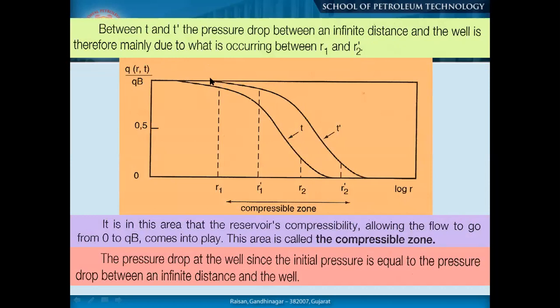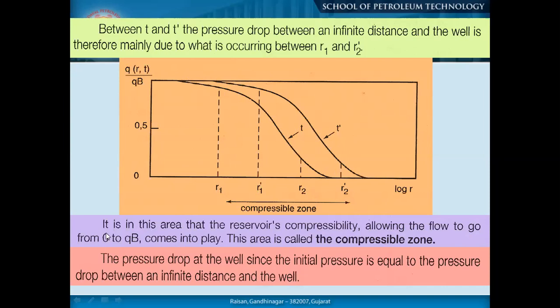That means when we are producing from a well, this part is not contributing to the pressure response, and this part is not contributing to the pressure response. Why? Because this part has already supplied the material for the earlier production time, and this part has not yet taken part in the flow. So the pressure response of that specific time is only responsible for the behavior of this compressible zone.